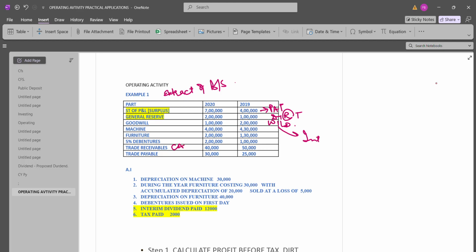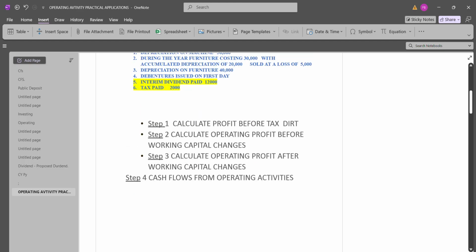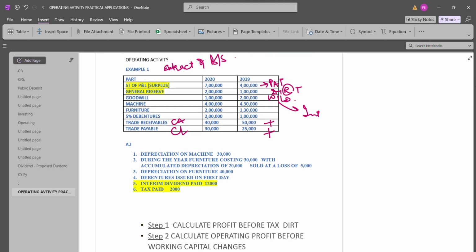Trade receivable, current asset. It is decreasing. Decreases in current assets are added. Current liability is increasing, so there also current liability increases has a direct relation. It will be added. Let's see the other things which we have. We have depreciation during the year on machine of rupees 30,000.